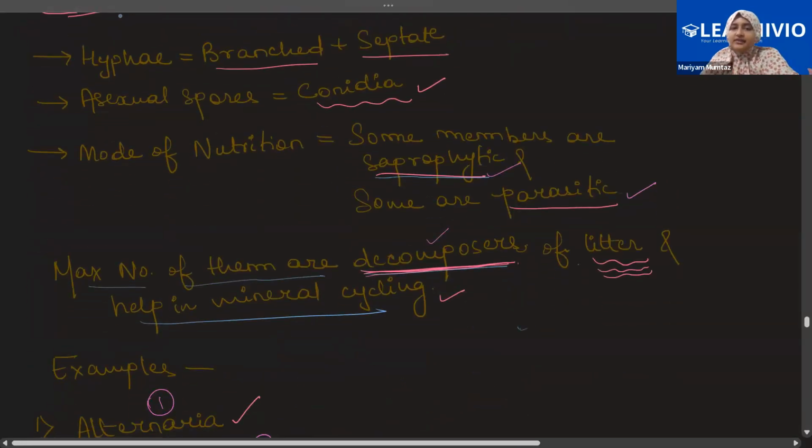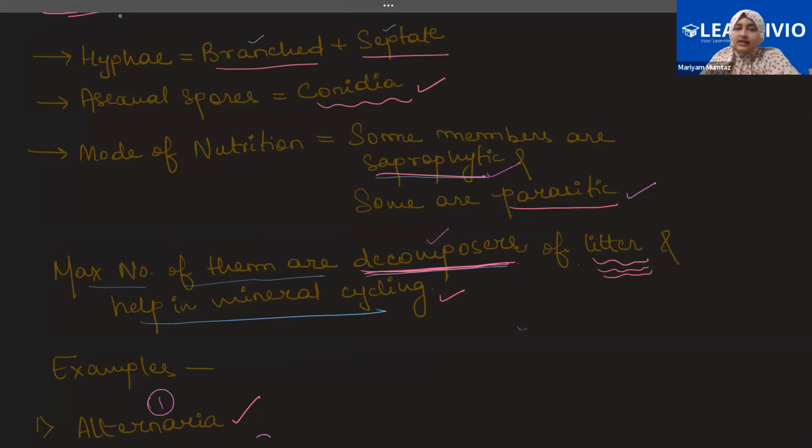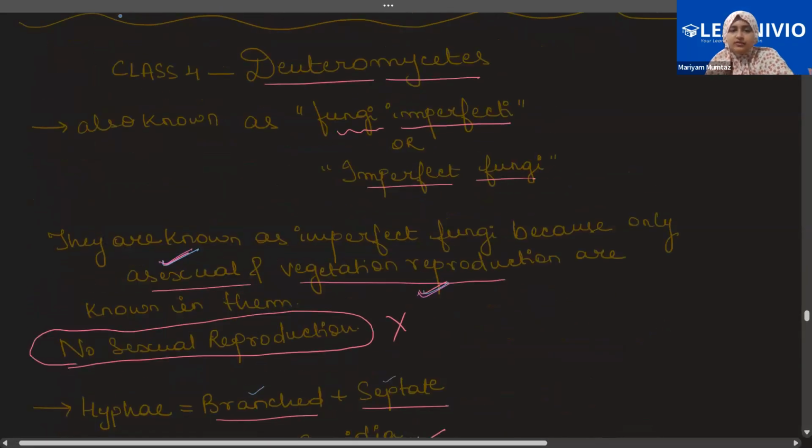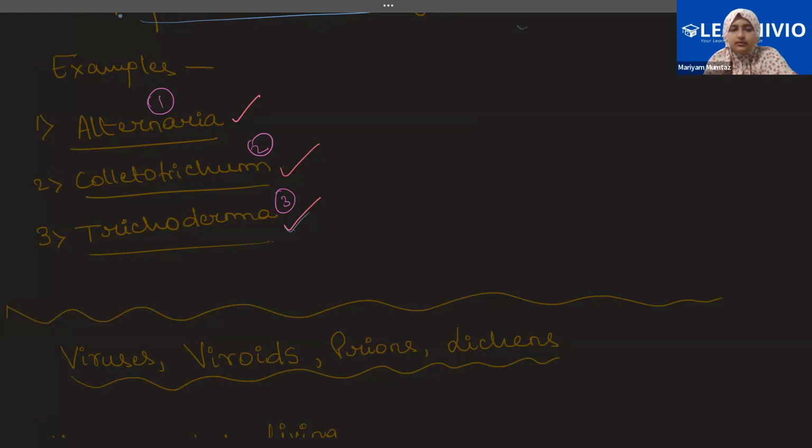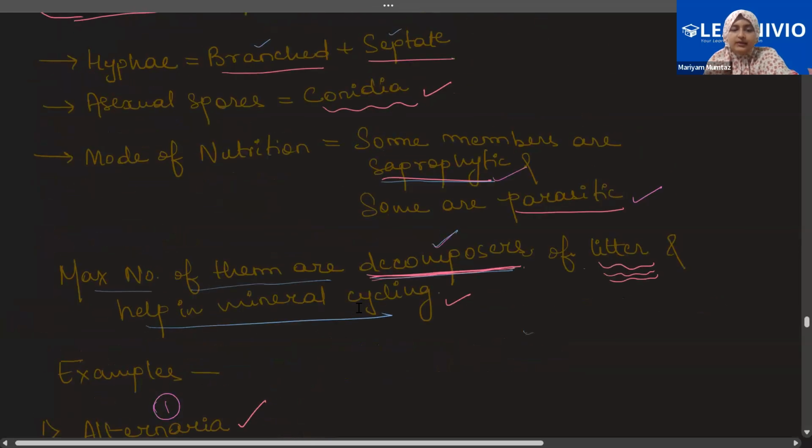In them, the hyphae is branched and septate. Asexual spores are conidia. As for the mode of nutrition, some members are saprophytic, meaning they feed on the dead and decaying, and some are parasitic in nature. Maximum number of them are decomposers of litter and help in mineral cycling. They break down organic substances and make them available in the soil. So that is mineral cycling. This is all there is about the deuteromycetes. The examples are Alternaria, Colletotrichum, and Trichoderma. Clear? Any doubts in this?